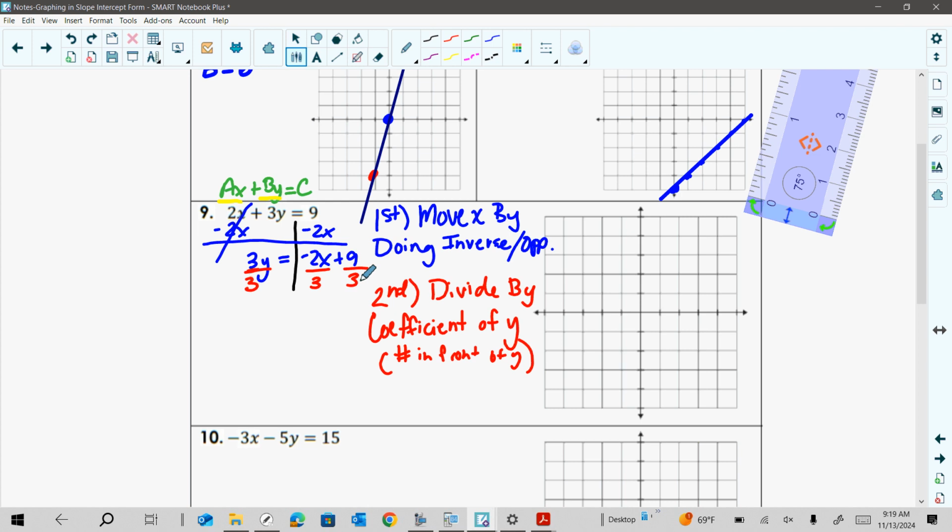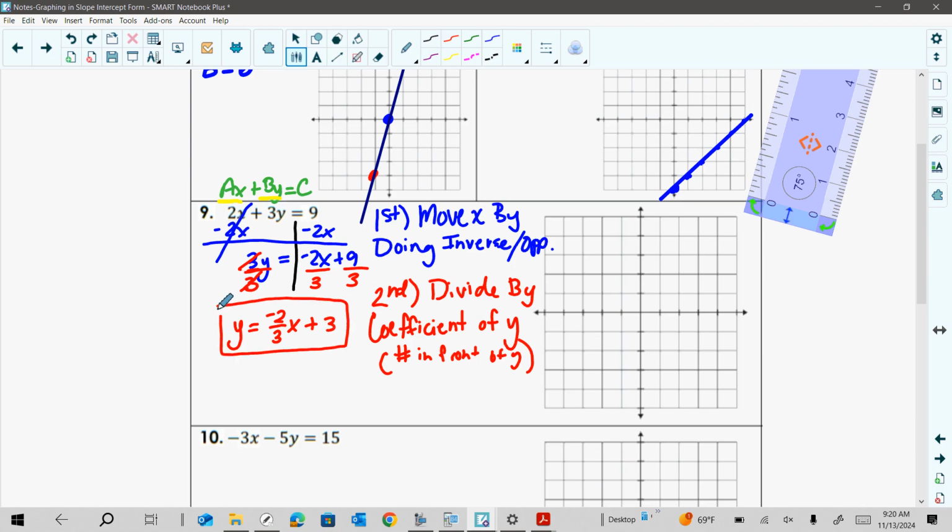Okay, so show the dividing by 3 to each term. Okay, by the x and by the 9. Now the 3 for the y cancels. That's gone. So we have y equals, and then we're just going to write this like a fraction. Negative 2 over 3x. And then can 9 be divided by 3? Yeah, so that's just going to be plus 3. So now this is my equation.